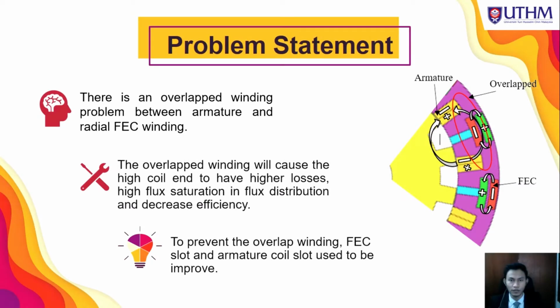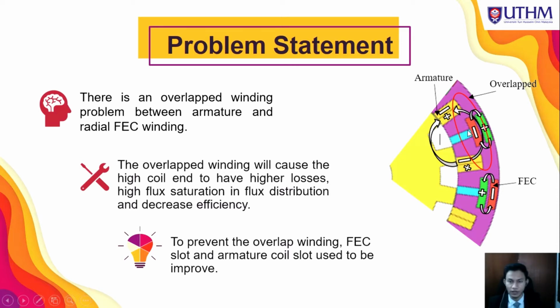Next, we move to the problem statement. The right figure shows one of the HFSM motors. This is the armature, and this is the FEC in the radial direction. I will sketch the polarity of the armature and also the FEC. This figure shows that there is an overlap winding problem between the armature and the radial FEC winding. We can see the overlap between the armature and the FEC.